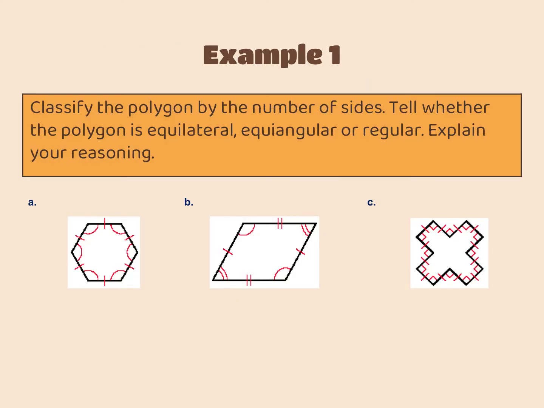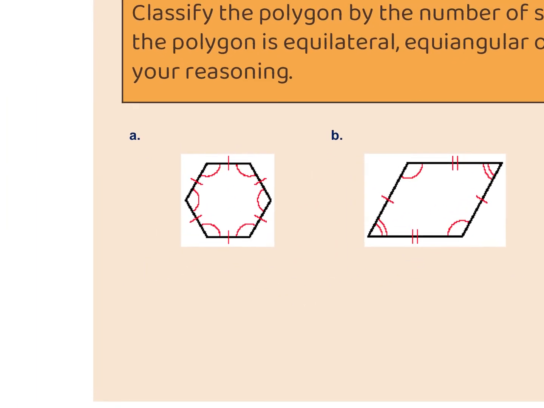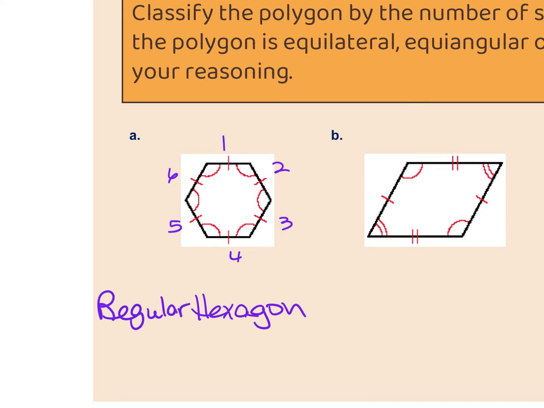So my first picture here, I'm going to count how many sides I have. I have 1, 2, 3, 4, 5, 6, making this a hexagon. And also notice that all 6 sides have the same congruency mark, as well as all 6 angles. So this is an equilateral, an equiangular, and because it's both, the better name is that it's a regular hexagon, because all sides are congruent and all angles are congruent.